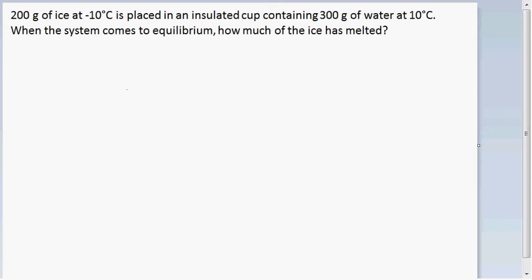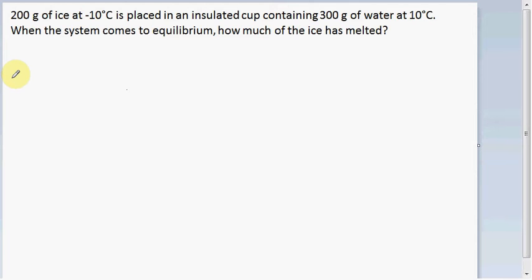Hello. First of all, we're going to start with a calorimetry problem. We've got 200 grams of ice at minus 10 degrees Celsius placed in an insulated cup containing 300 grams of water at 10 degrees Celsius. When the system comes to equilibrium, how much of the ice has melted? Calorimetry problems in general are problems where we take different substances at different temperatures and mix them together. Typically we let them come to equilibrium and then ask some question about the final state.